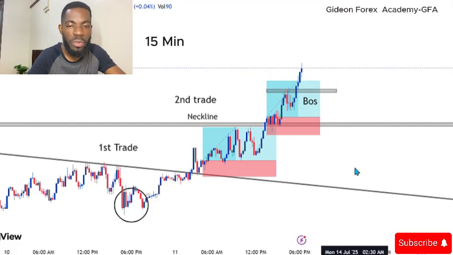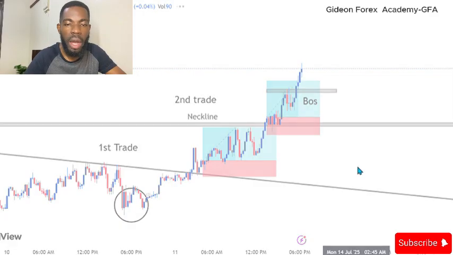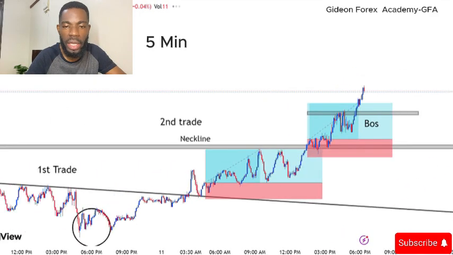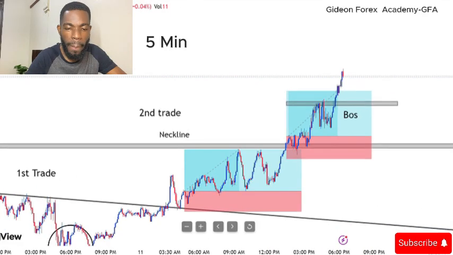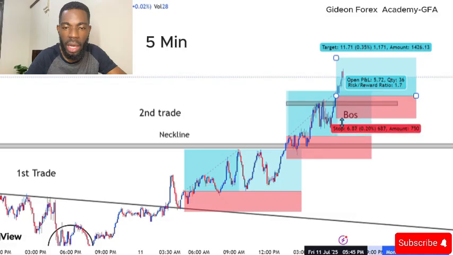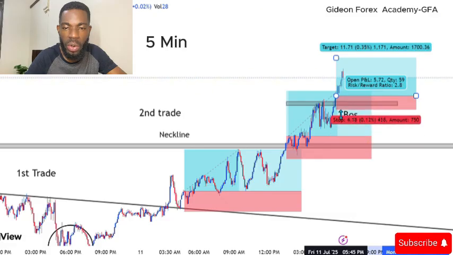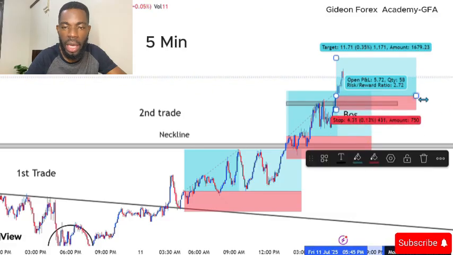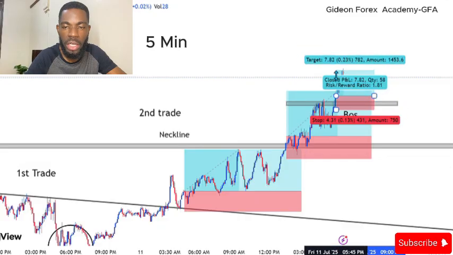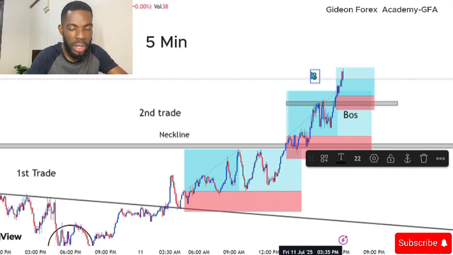I would even go to a 5 minutes time frame and consider placing another trade right here, and target a 1 to 2. I'd place my stop loss just below here, and target a 1 to 2 risk to reward ratio to the upside in that fashion. So this is how I actually took my trades. This would be a third trade.